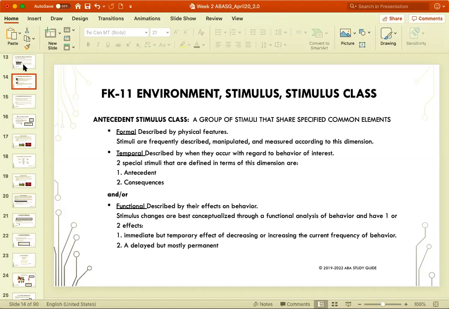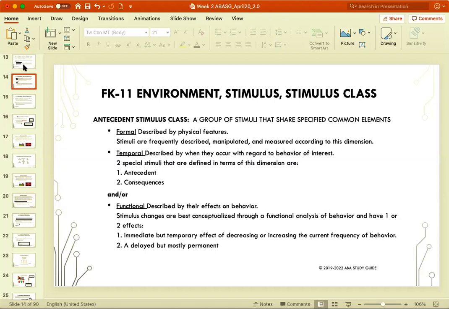Temporal antecedent stimulus class has to do with stimuli which occur in regards to the behavior of interest. So a couple different types of temporal stimulus class have to do with antecedents and consequences, right? So when are they occurring with regards to the behavior of interest? Before as an antecedent or after as a consequence?